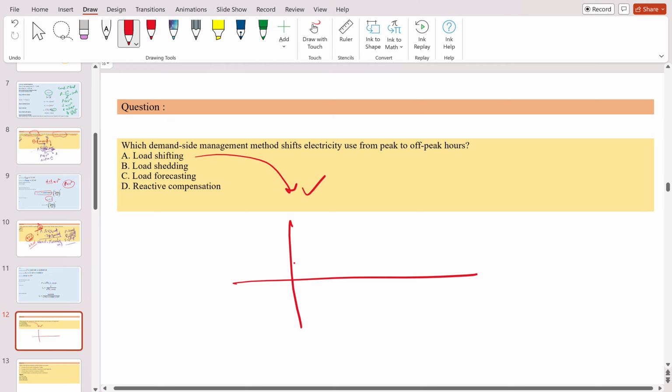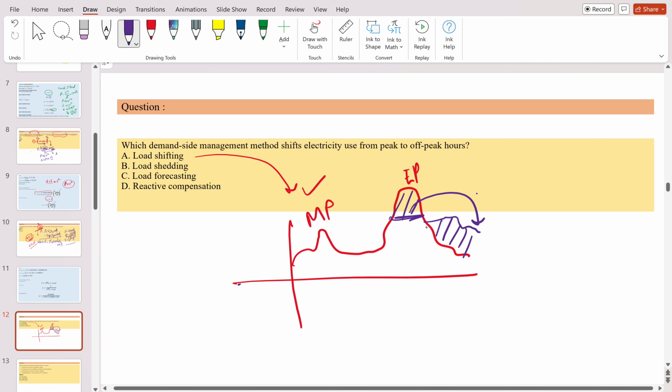Because when you have the different loads, this is the morning peak and this is the evening peak basically. And when you try to shift, suppose this is the peak and you wanted to shift to some other time, this peak will come here and it will increase. So this is called load shifting. So option A is asking which method shifts the electricity use from peak to off peak hours. This is called load shifting, so A is the correct answer.